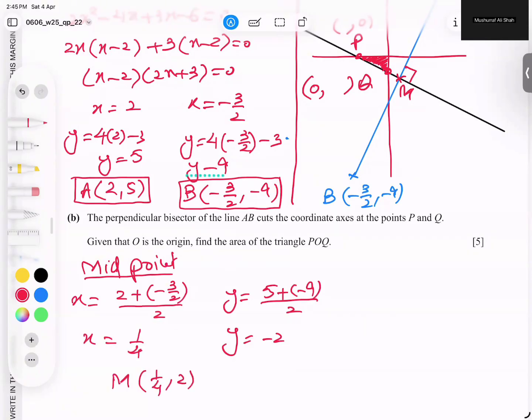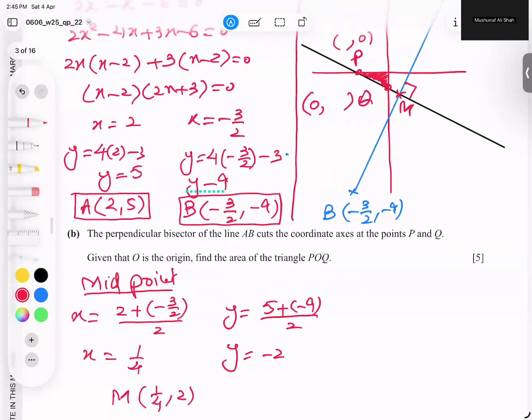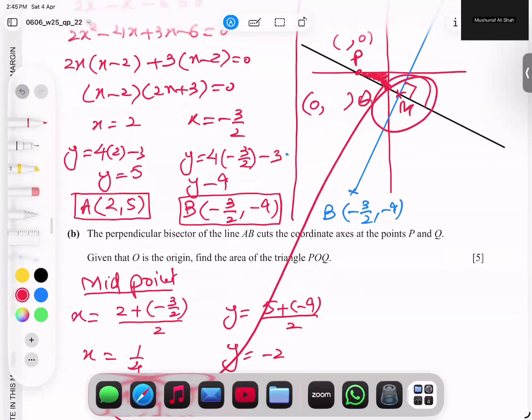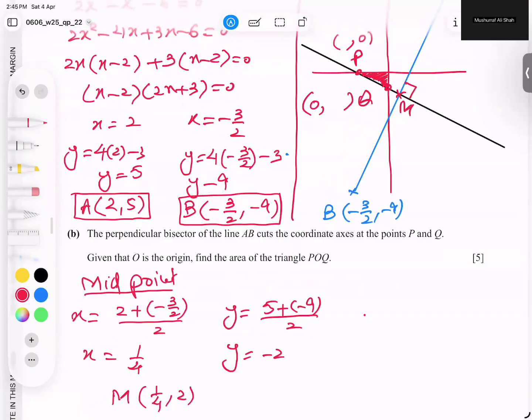I think this point is very clear. And now I'm looking for, for your sake of understanding, the M coordinate, I got it. And now I'm going to do what? I'm going to find out the blue line gradient, and then I will find the black line gradient. How to get the blue line gradient is called the AB gradient.